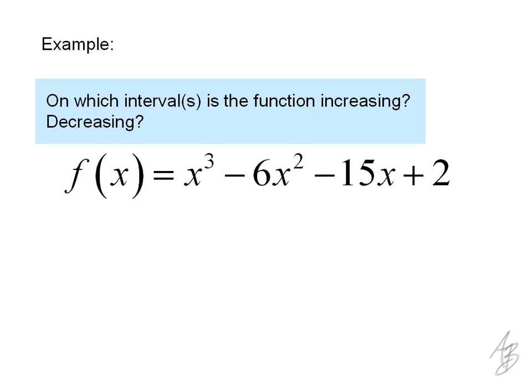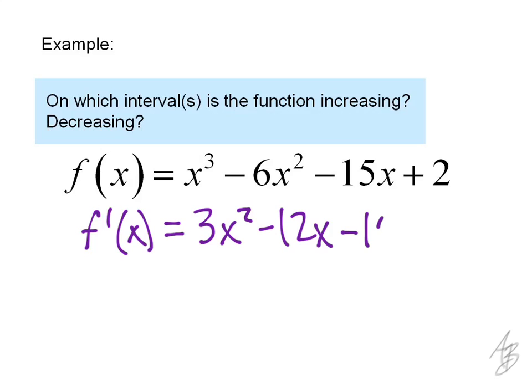If the derivative is not continuous at a point, then that means that it's going to be a critical point. So the first thing we want to do here is locate the critical points. All right, so how do we find critical points? Take the derivative. That's a good start. So f prime of x is equal to 3x squared minus 12x minus 15. Okay, so the derivative is equal to 3x squared minus 12x minus 15.